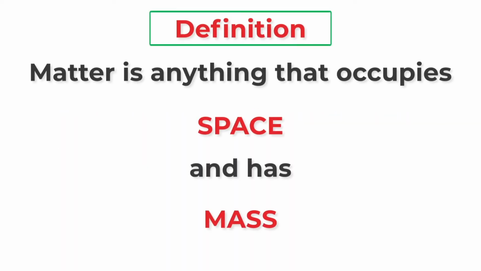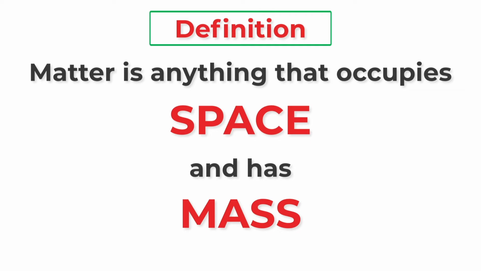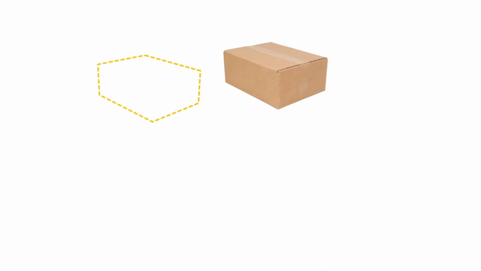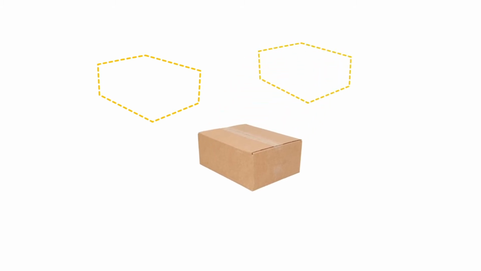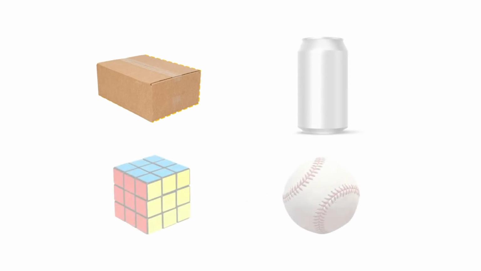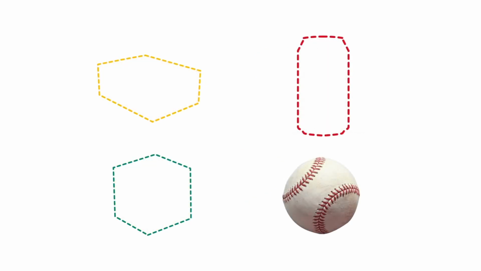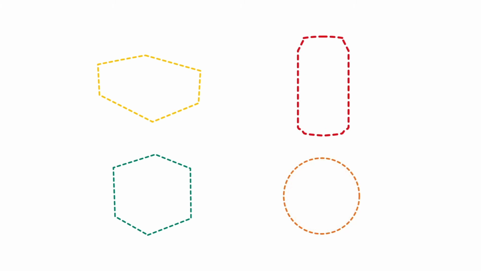So we can define matter as anything that occupies space and has mass. This is a box. It doesn't matter where I place it. It still occupies some space. The same goes for the cube, for the cylinder, and for the sphere. The space that they occupy do not change.